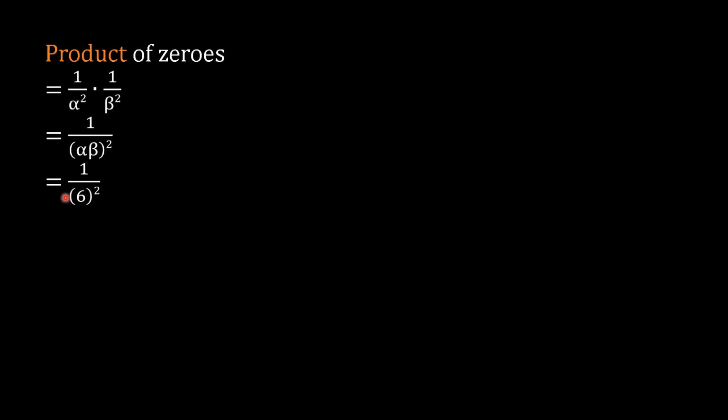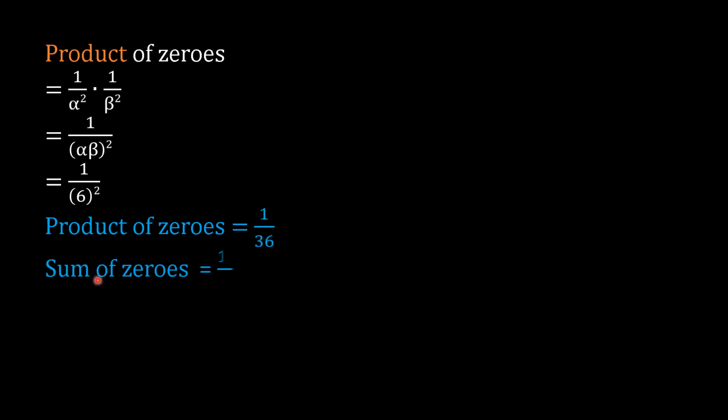Product of zeros will be 1 upon alpha squared into 1 upon beta squared, which will be 1 upon alpha beta whole squared. That will be 1 upon 6 squared, because we have alpha beta equals 6. So the product of zeros is 1 upon 36. We have already found out sum of zeros equals 13 by 9.